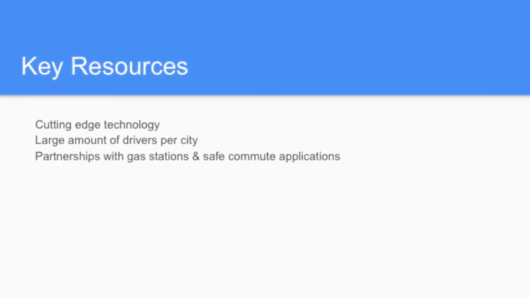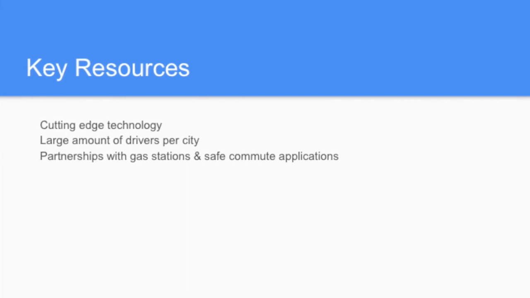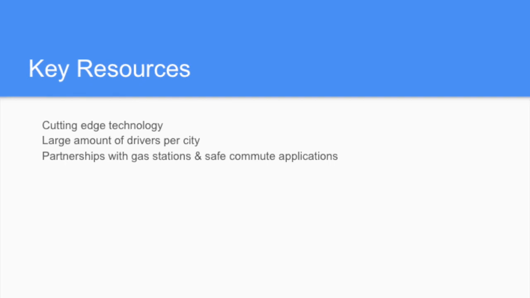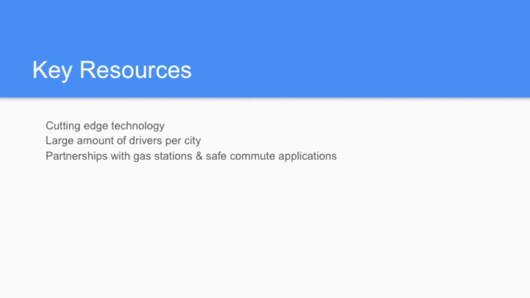Finally, we look at the partnerships with gas stations and safe commute applications that Uber has been using in the past. These partnerships are important because they allow their drivers to get cheaper gas at gas stations by using their Uber credit card, as well as the safe commute applications, which allow you to share your location with friends or track your ride home so that your friends will know when you get home safe.